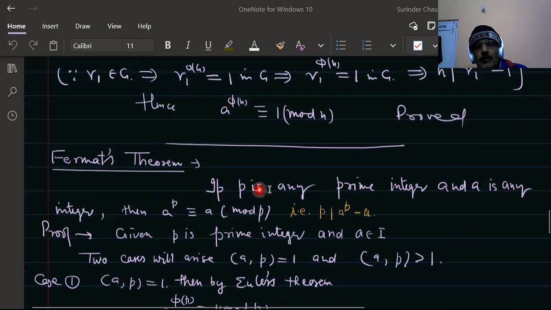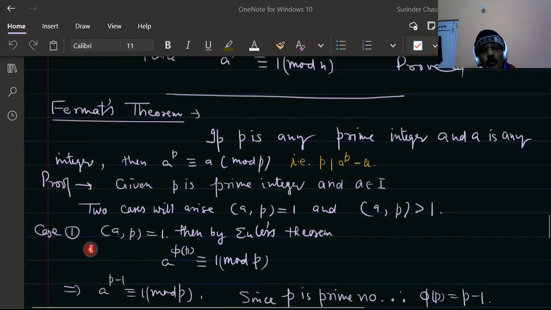If P is any positive integer and A is any integer, then A to the power P is congruent to 1 mod P. What does this mean? What's the meaning of this? This implies P divides A to the power P minus 1. Proof. Let me show that P divides A to the power P minus 1. This implies A to the power P is congruent to A mod P.